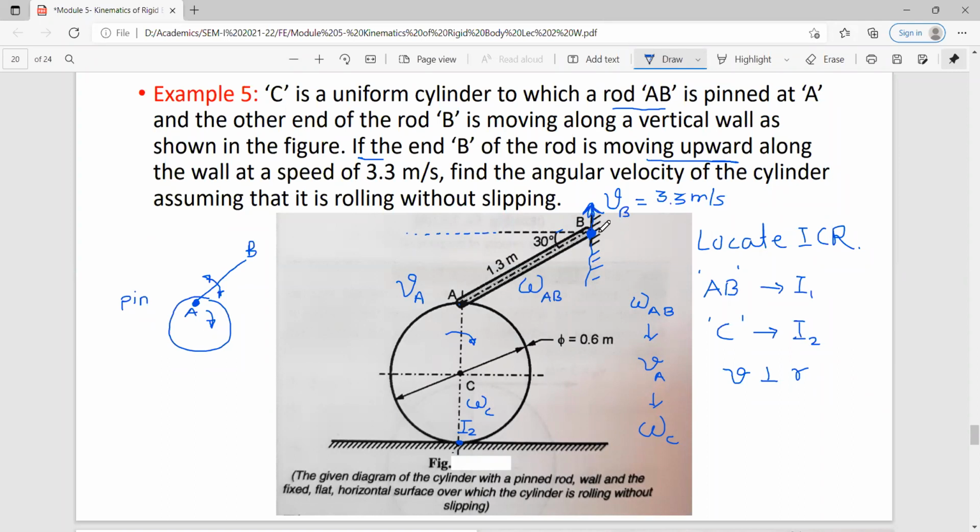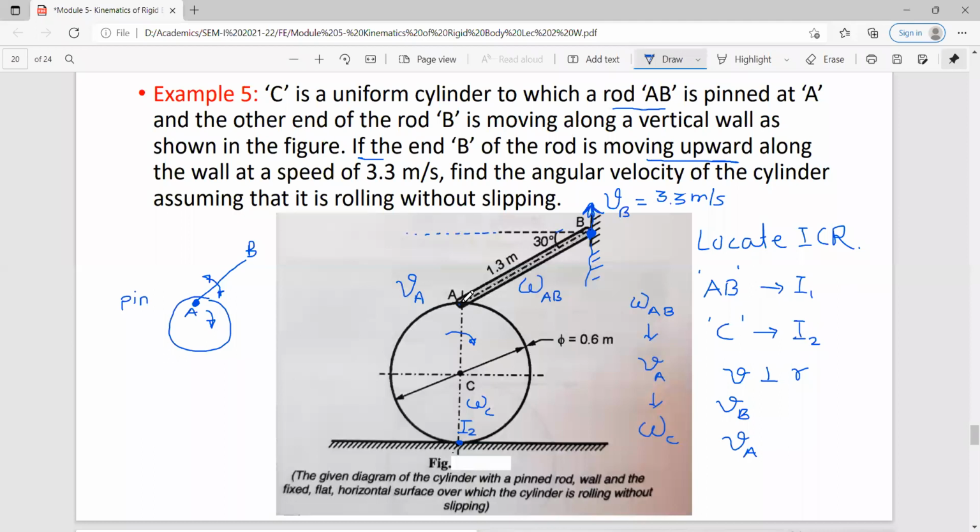Still we don't have the ICR. So what will we need? We will need the velocity of one more point, that is the velocity of point A. So can anyone tell in which direction point A is moving? Tangent to the circle. Tangent to the circle, correct.